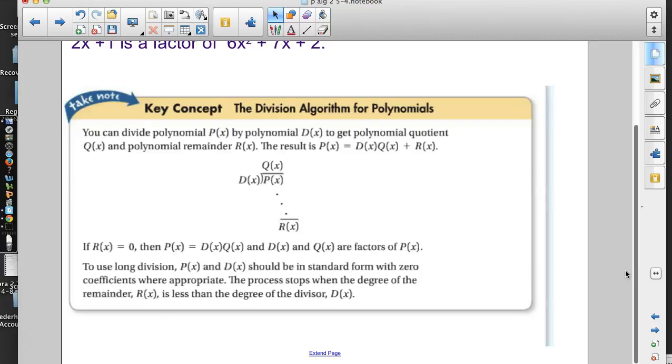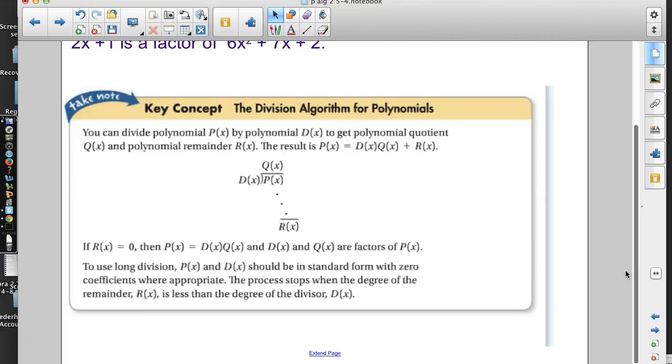So we can divide a polynomial p of x by d of x and get a polynomial quotient q of x and a polynomial remainder r of x. So if we wanted to get the polynomial back, we would take our divisor and our quotient and multiply those together and then we'd add the remainder. And that's exactly what you do. Remember in the last one we didn't have a remainder, so we said if we multiply these two together, we'll get back to the original. That's what we do. If r of x is 0, then p of x equals those two polynomials multiplied together because you don't have a remainder. It came out to be 0 and they're factors.